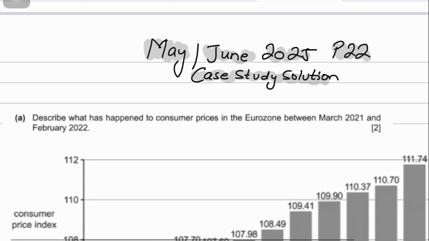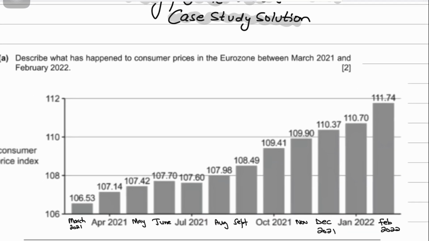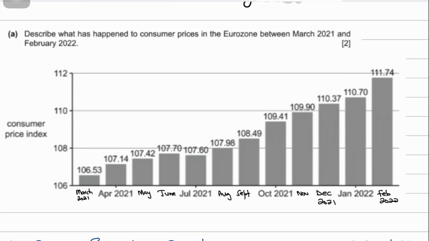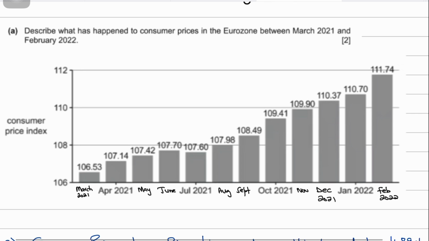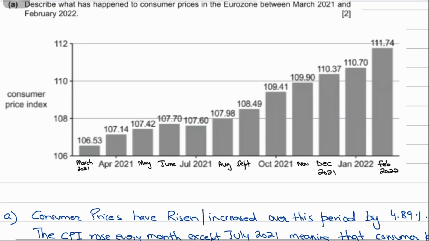Now part A says describe what happened to consumer prices in the Eurozone between March 21 and Feb 2022. And we can see that they have given the CPI, the index of consumer prices for the 1 year period from March 21 to Feb 22. And so what's happening is that we can see that it is increasing. Like every month it is going up, right? Except for the month of July, where it fell slightly only.